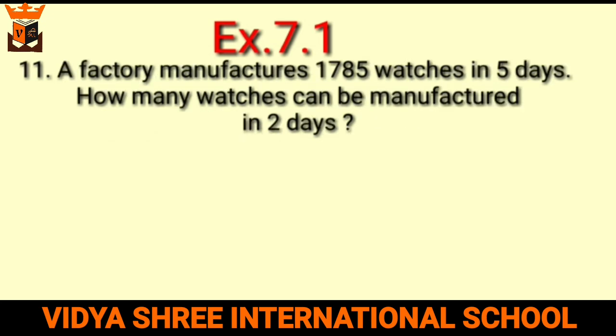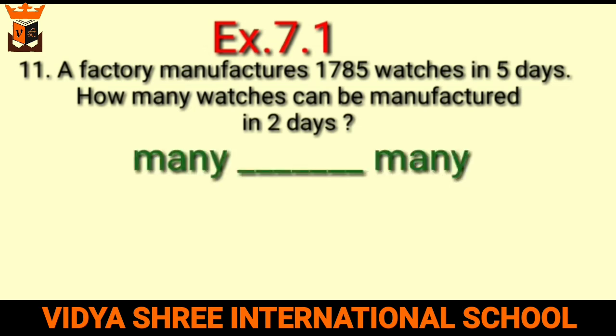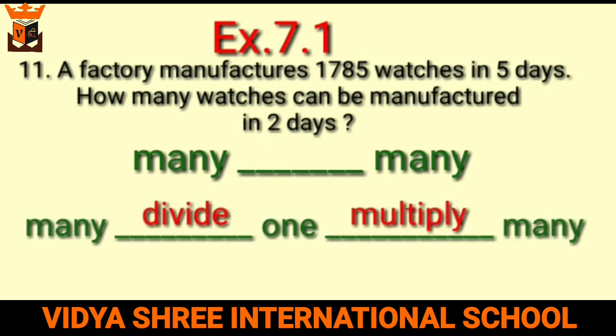Question number 11 is, a factory manufactures 1785 watches in 5 days. How many watches can be manufactured in 2 days? According to the question, it is given for many and we have to find for many. So first of all we will find for 1 day and then we will find for 2 days.